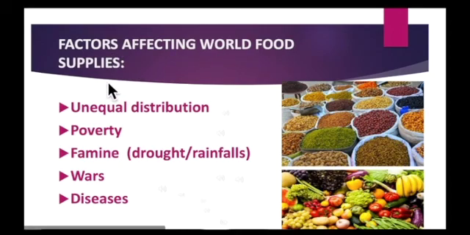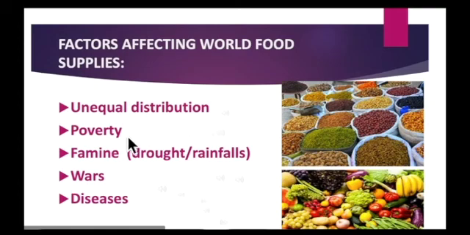Number 1, unequal distribution. What does it mean? Some parts of the world produce more than enough food for the people that live there, like the United States. And in other parts of the world, not enough food is produced. So food is actually distributed unequally on our planet Earth.